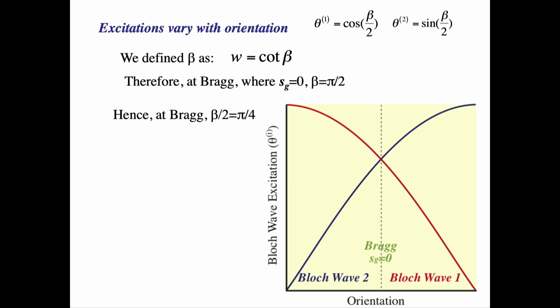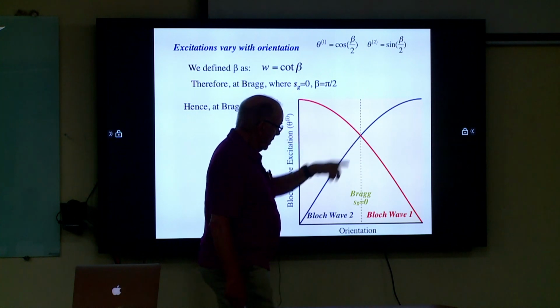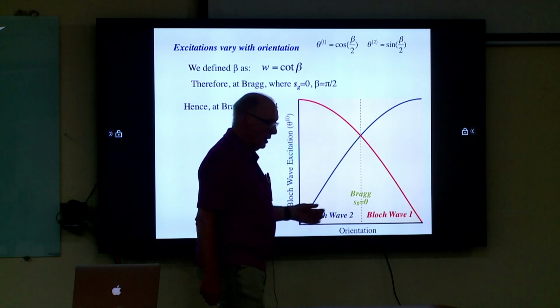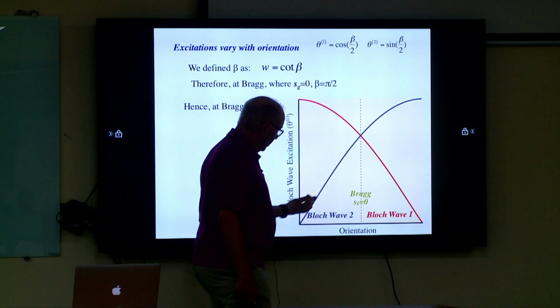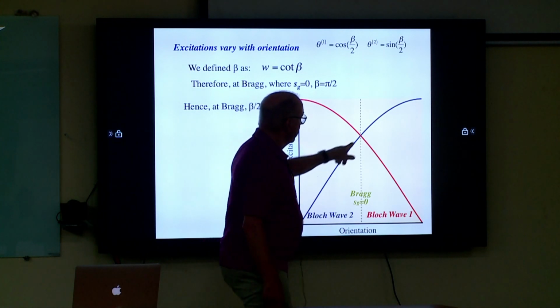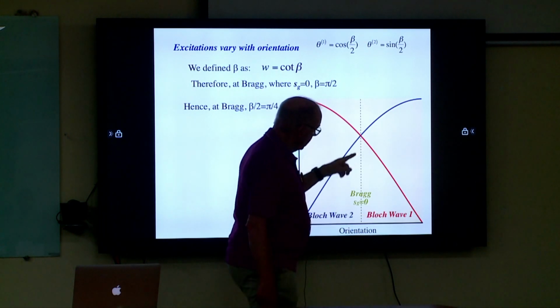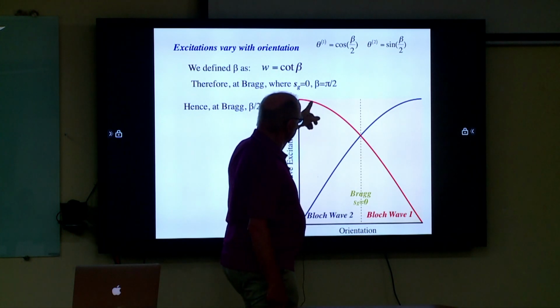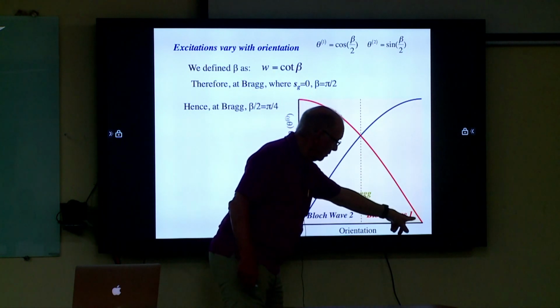And what we're going to predict is this. Here's the Bloch wave excitation, theta i, against orientation. Here's the Bragg condition here. And so for Bloch wave 2, for a negative deviation from Bragg, we're going to have a decreasing intensity as we increase the negative deviation. So it's going to go up like this, and this one is going to come down like this. The maximum excitation for Bloch wave 1 is negative at Bragg, and it's going to decrease like that.